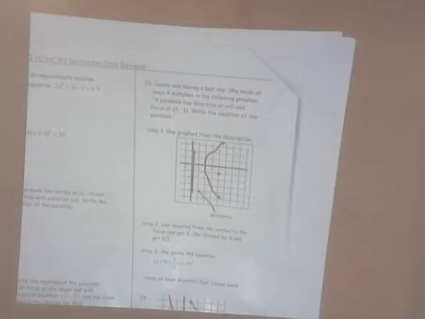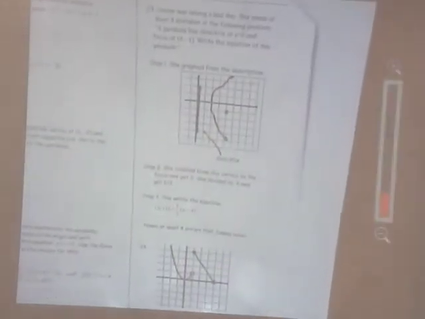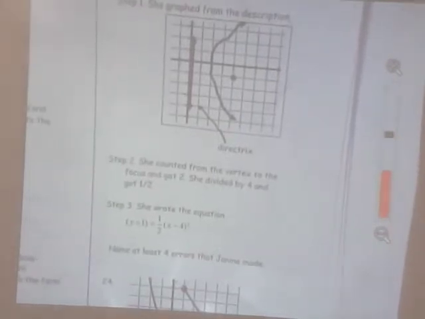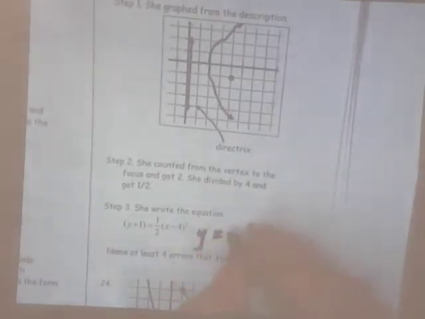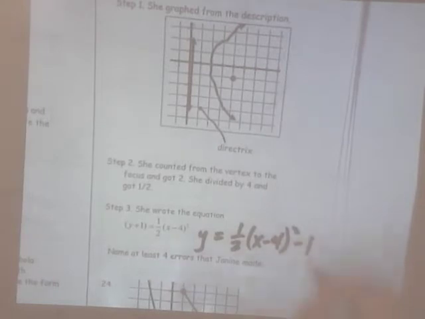This is in a different form. Oh, no, it's not. How can we make this look like our form? See step 3? One simple move, what would we do to make it look like our form? Just move the 1 over, right? So it would end up being y equals 1/2 x minus 4 squared minus 1, right?